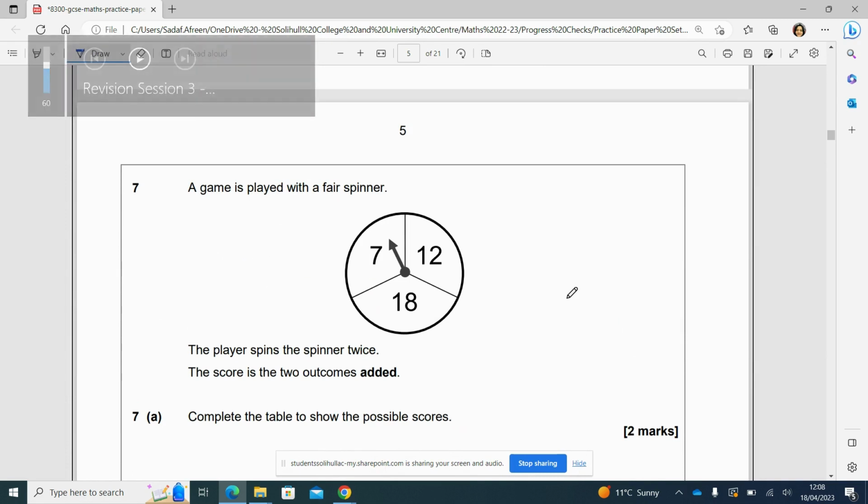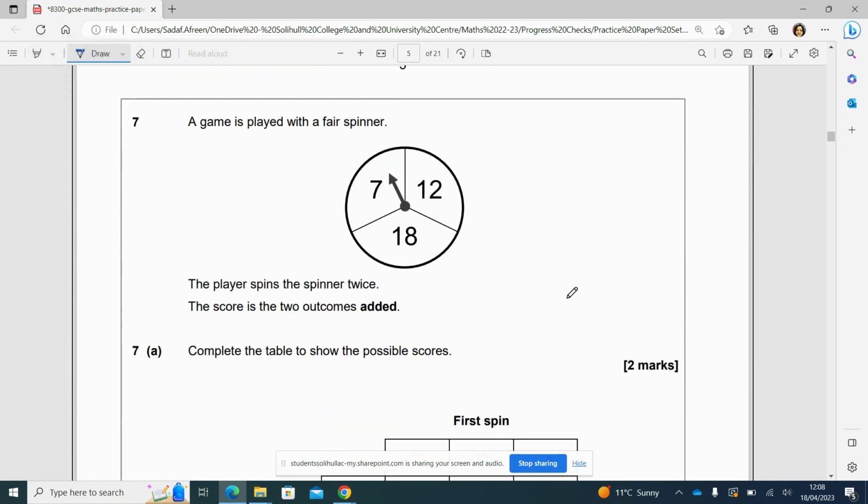Okay, question number 7 says a game is played with a fair spinner. The player spins the spinner twice. The score is the two outcomes added. Complete the table to show the possible scores. So basically, we have a spinner here which has 3 numbers on it, which is 7, 12, and 18. And we are spinning this spinner twice and adding the outcomes.